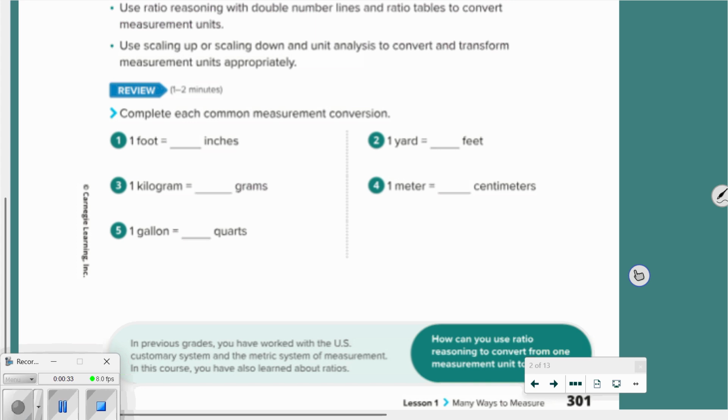How many inches in 1 foot? 12. How many feet in a yard? 3. How many grams in a kilogram? 1,000. Kilo means 1,000. How many centimeters in a meter? 100. Centi means 100. And how many quarts in a gallon? 4. You should know these by 6th grade.